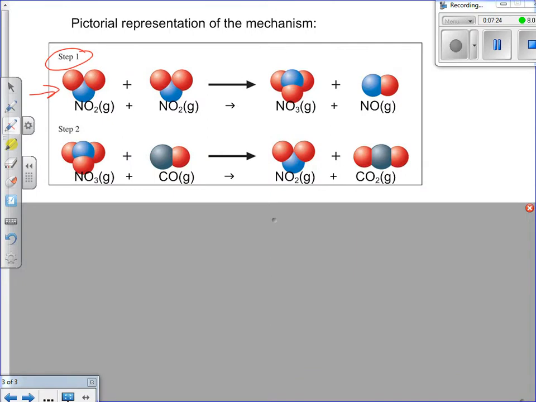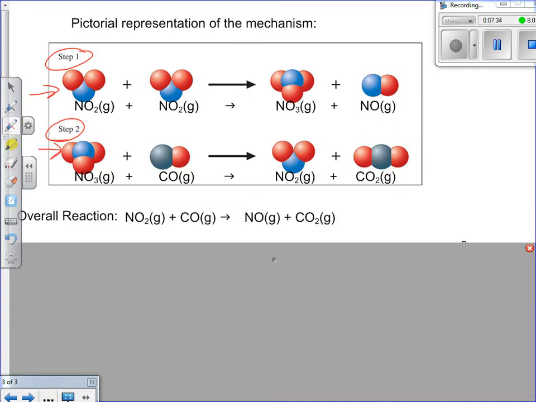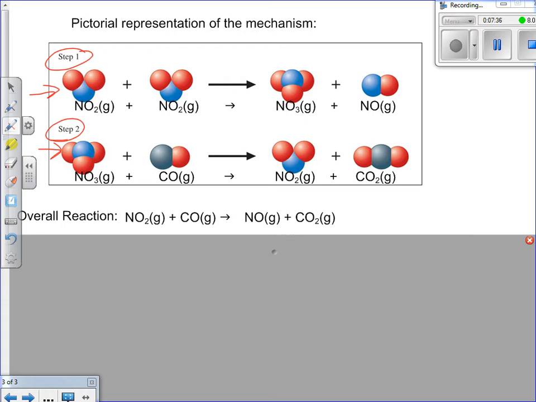Step 1, right here. Two molecules come together and react. Step 2, again, two molecules come together and react. When we add up those two steps, we get the overall reaction back. We have two bimolecular collisions that cause this overall reaction to occur. So in the reaction, it's not that an NO2 and a CO collide to form the products.